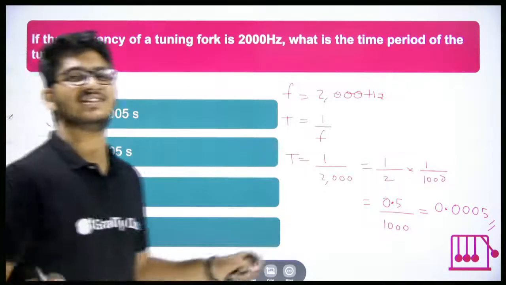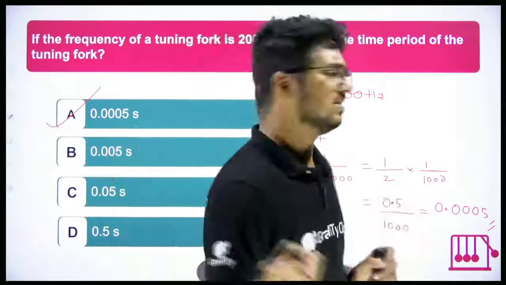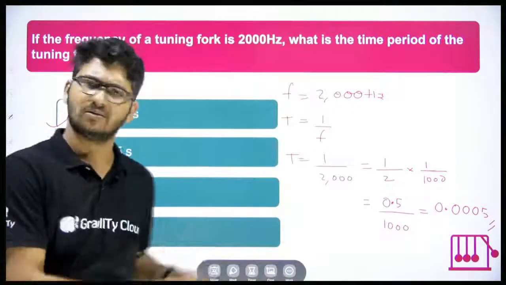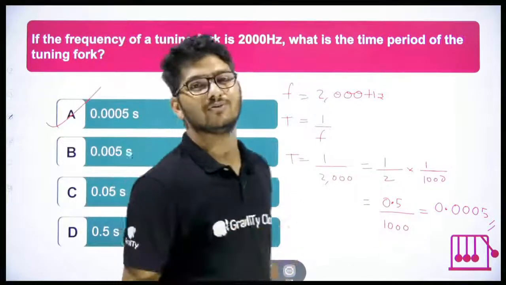0.0005, and the correct answer is option A. Very simple. The tricky part could be the calculation itself. Everything else is pretty straightforward.